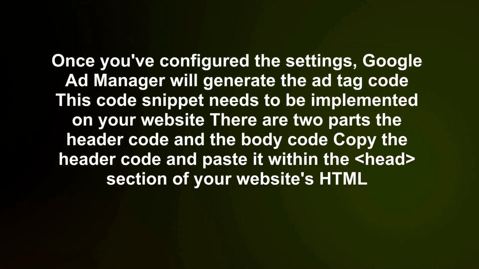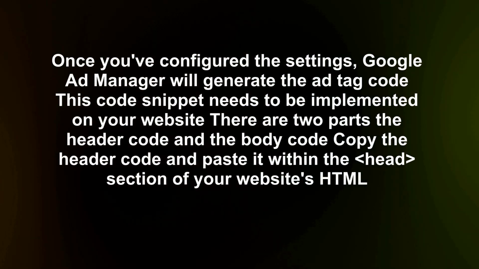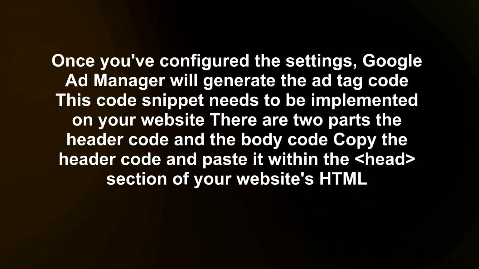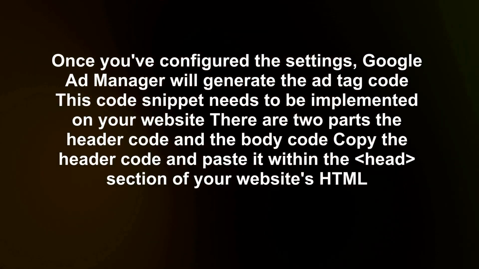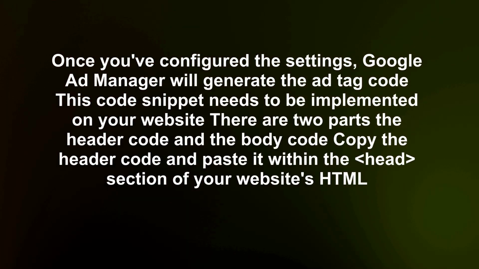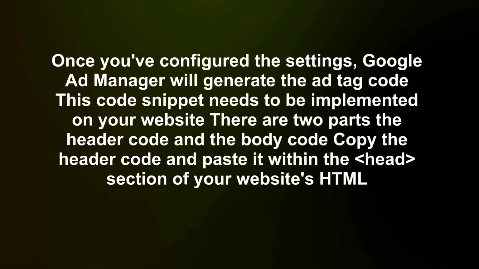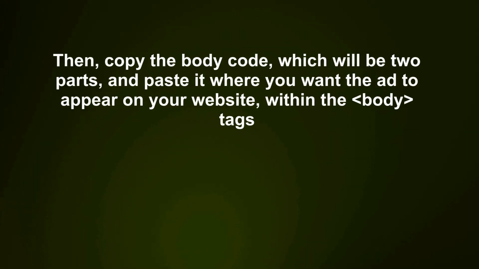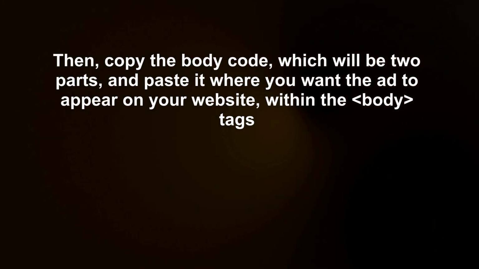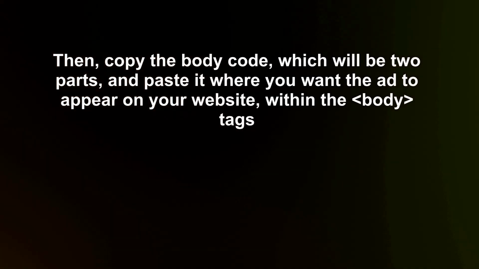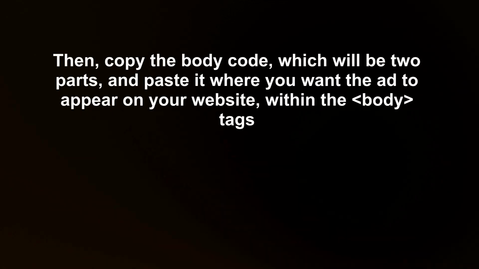Once you've configured the settings, Google Ad Manager will generate the ad tag code. This code snippet needs to be implemented on your website. There are two parts: the header code and the body code. Copy the header code and paste it within the <head> section of your website's HTML. Then, copy the body code, which will be two parts, and paste it where you want the ad to appear on your website, within the <body> tags.